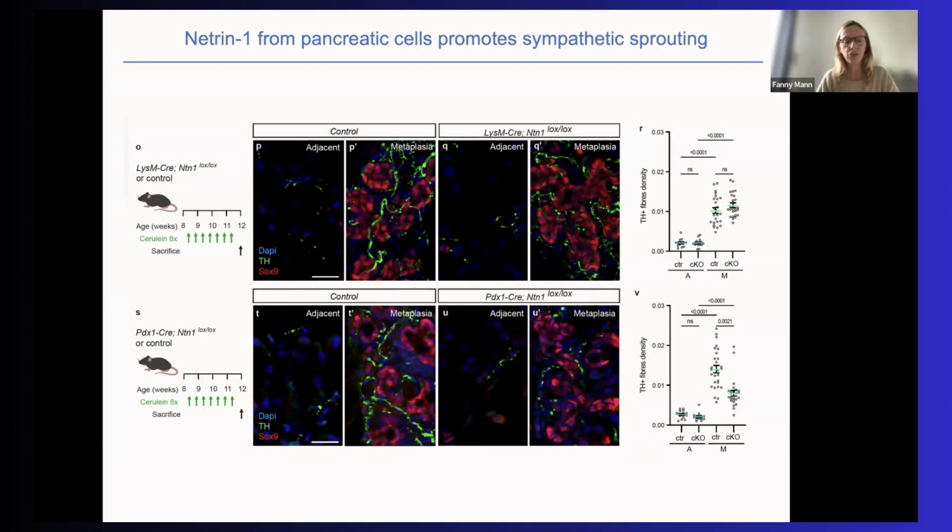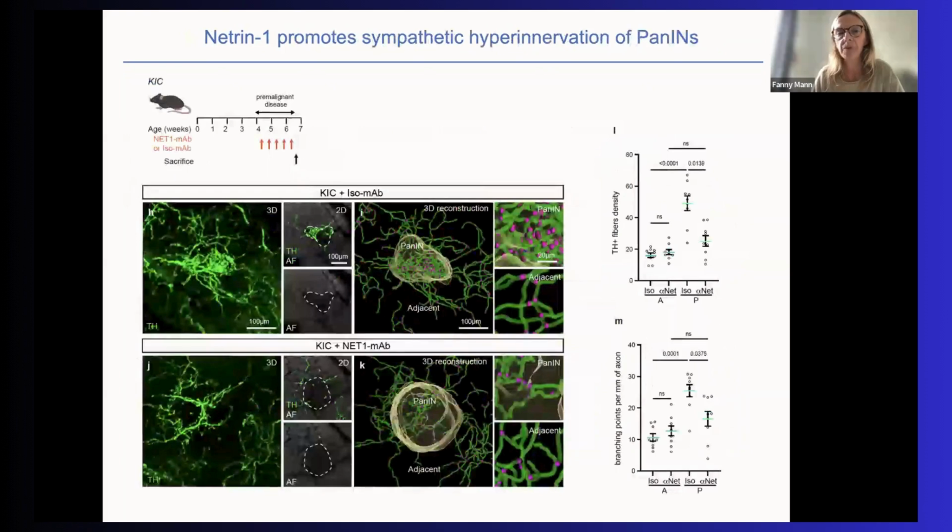So next, we wanted to know whether this netrin-1 DCC pathway was also important to induce the cancer-associated neuroplasticity that we have observed in the KIC mouse model. So we treated the KIC mice with the netrin blocking antibody or the isotype control antibody, and we treated them from 4 to 6 weeks of age, so at the time of the onset of precancerous PanIN lesions and their progression to PDAC.